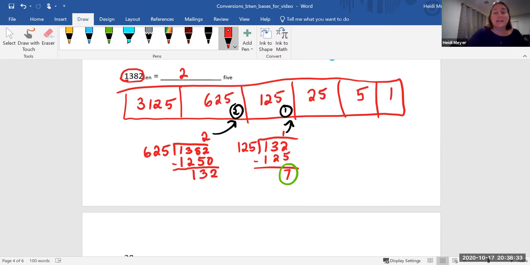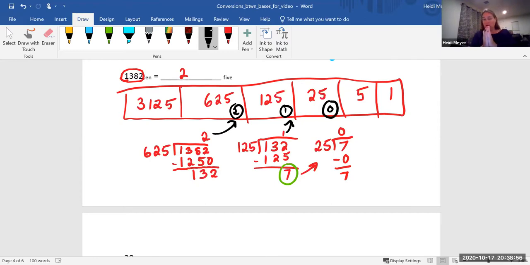So I actually need to think, how many groups of 25 go into 7, which is my remainder? And 0, none, right? 25 doesn't fit into 7. 0 times 25 is 0. We still have 7 left over. But we need to account for that 0. I need to have that placeholder in the 25's place. Otherwise, my 1 and my 2 in the other places aren't going to be where they need to be. The 0 is very important.